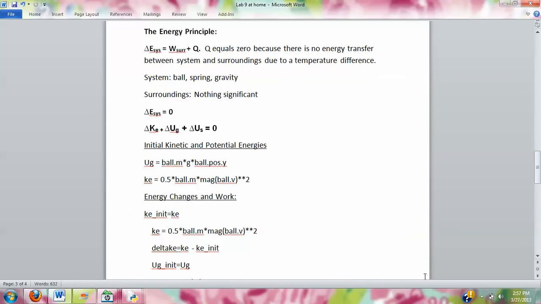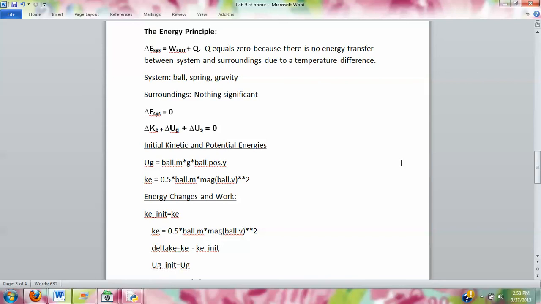Another major fundamental principle modeled in this lab is the energy principle. The energy principle states that the change in energy of the system is equal to the work of the surroundings plus Q, where Q is the energy transfer between system and surroundings due to a temperature difference. In this lab, Q is equal to 0 because there is no energy due to a change in temperature. In our experiment, the system was the ball, the spring, and the gravity. Therefore, the surroundings contain nothing significant. Because Q is 0 and the surroundings have nothing significant, the work done by the surroundings is also equal to 0, and delta E of the system is equal to 0.